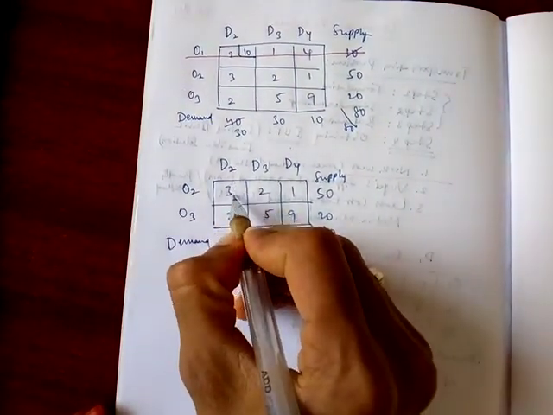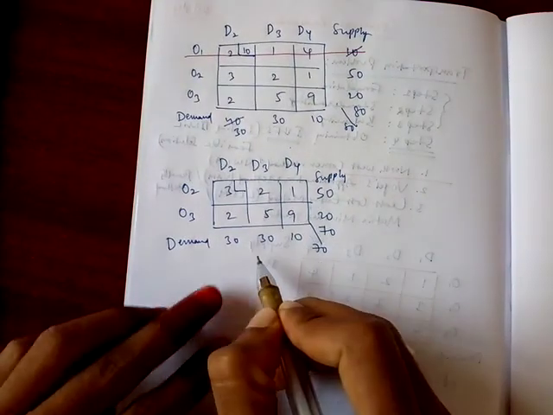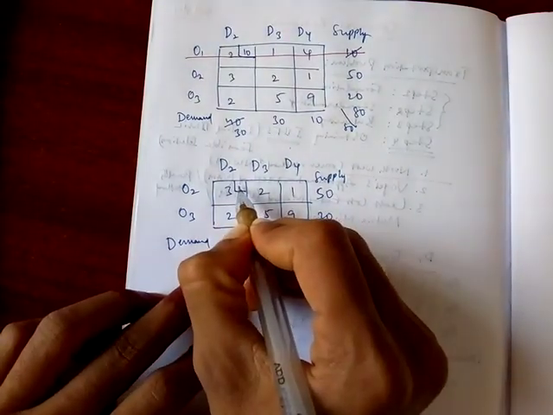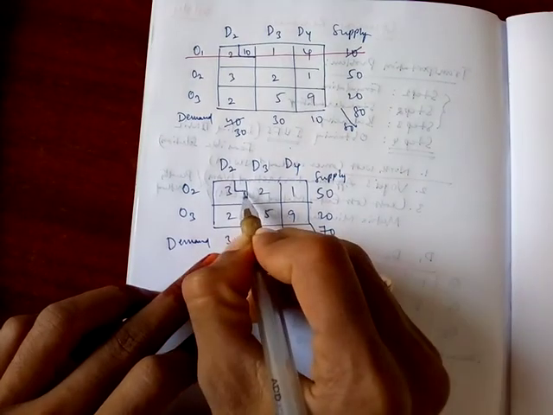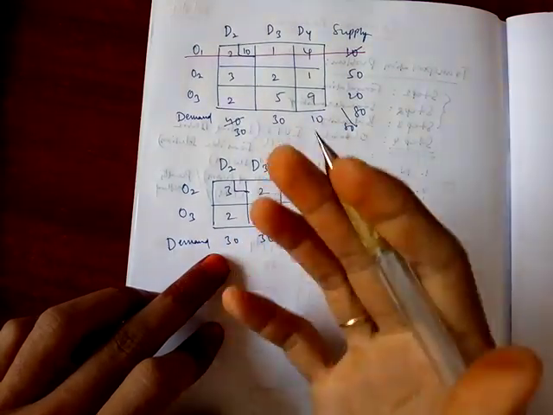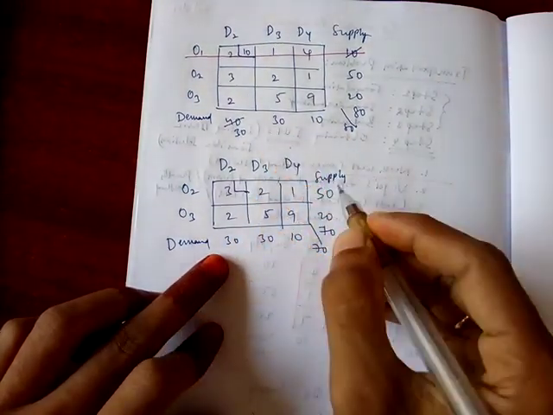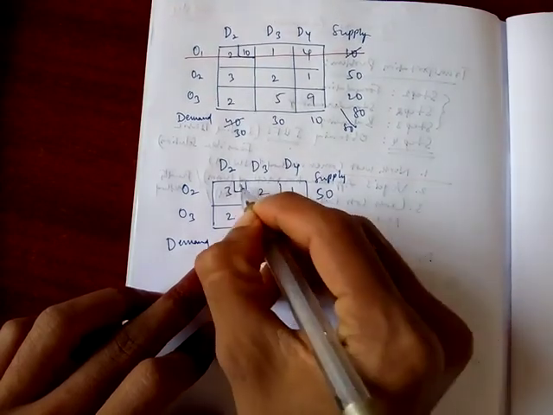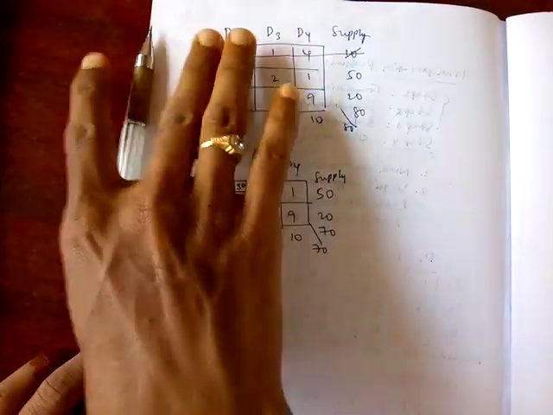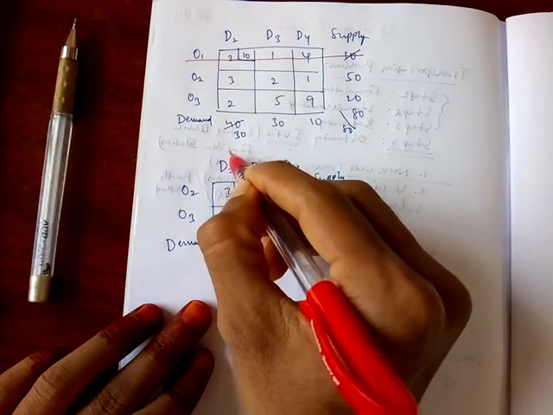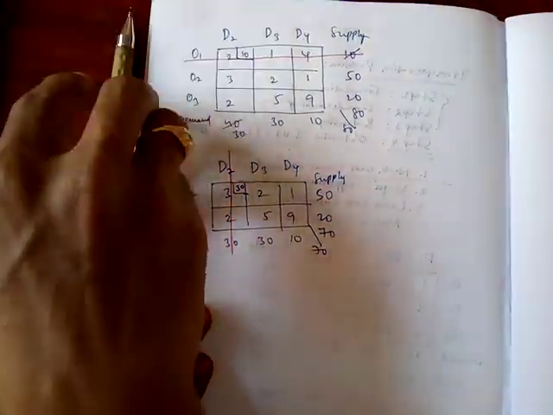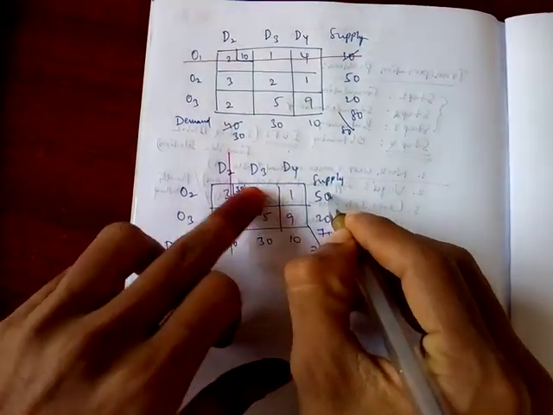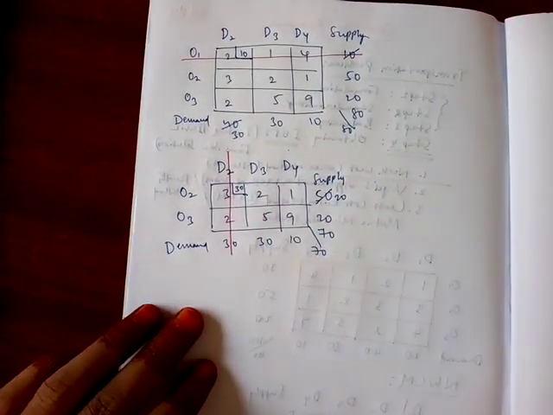Now here it is the northwest corner, so we can allocate 30 here because demand is 30. We cannot allot more than 30, though it is supplying 50. We can allocate only 30 so that this can be cancelled. Okay, and here 30 is given, so 20 will be remaining, 20 products will be remaining.